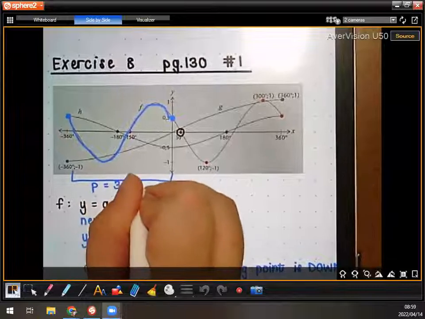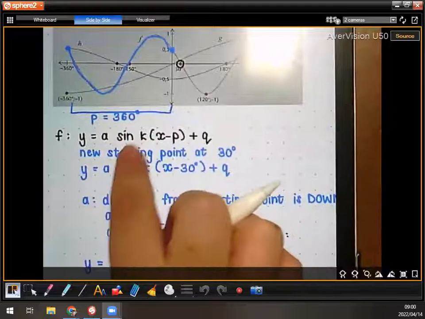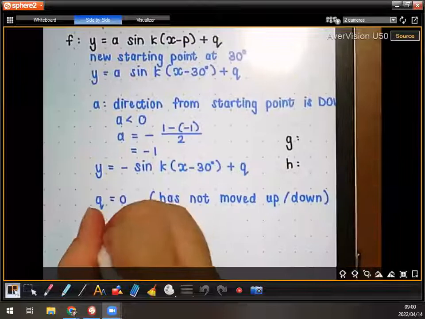So if my period is 360, what is K? What do you guys think? Did I divide by anything? What's the period of a normal sine graph? 360. So K is 1. Okay, K is 1.